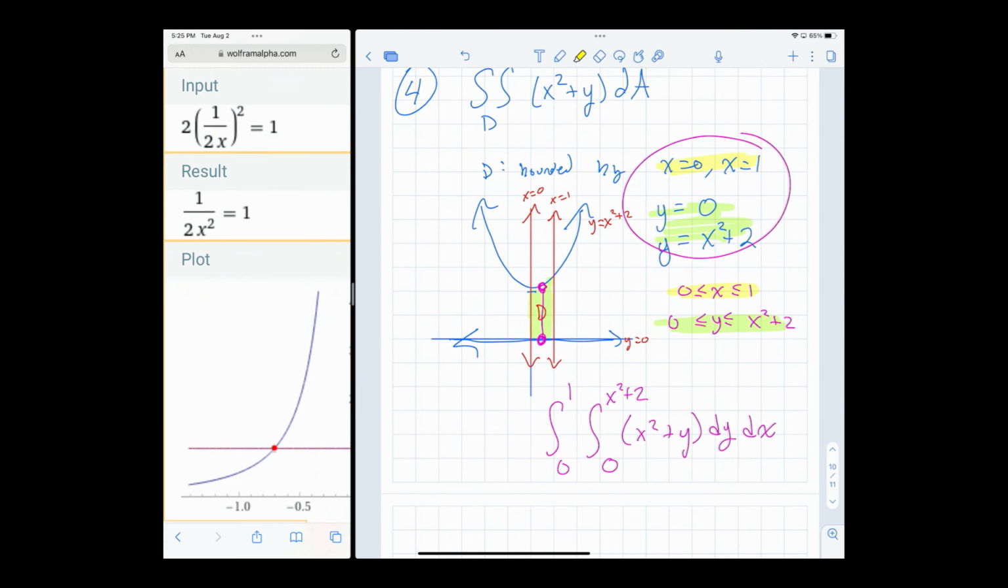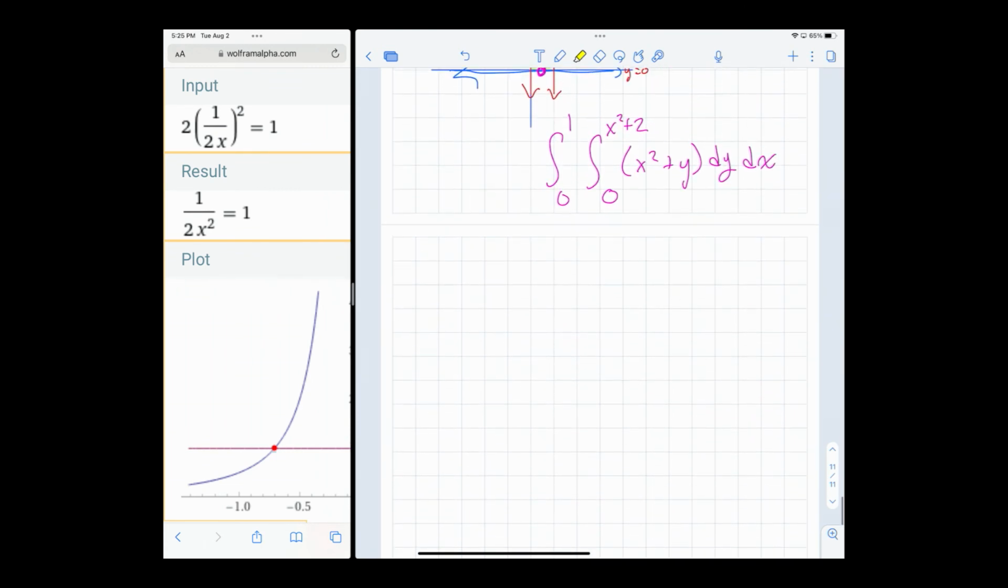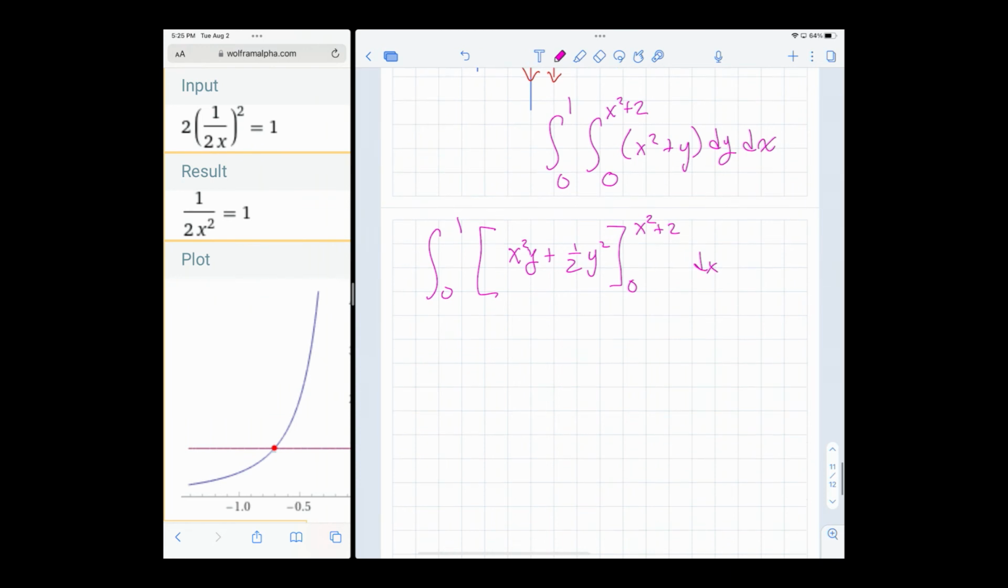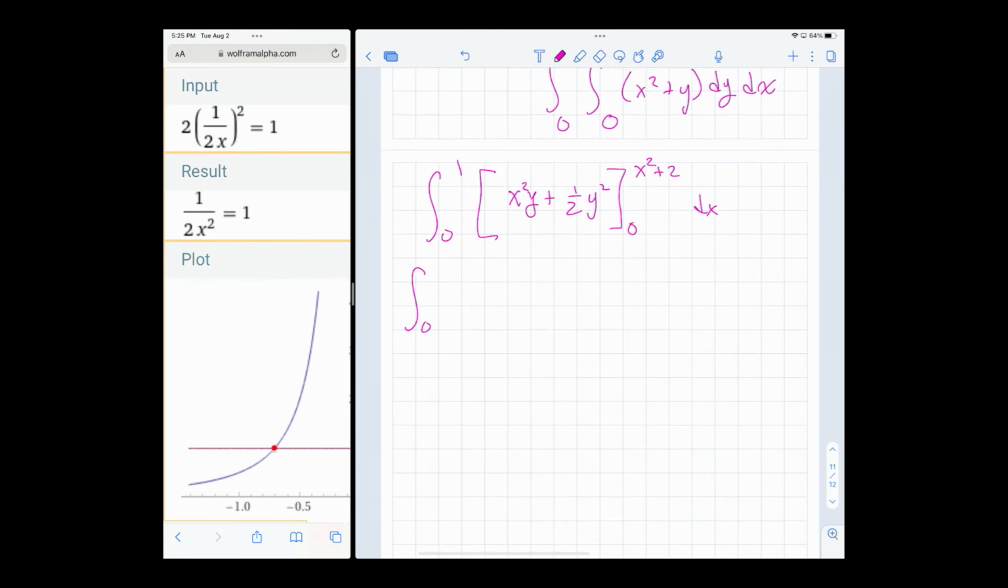So you get your integral, and from here, this should be a very straightforward integral. Just be a little bit careful, and it'll work out. We're doing our y integral first. The antiderivative of x squared is x squared y. The antiderivative of y is 1/2 y squared. That goes from 0 to x squared plus 2. So you fill those in.